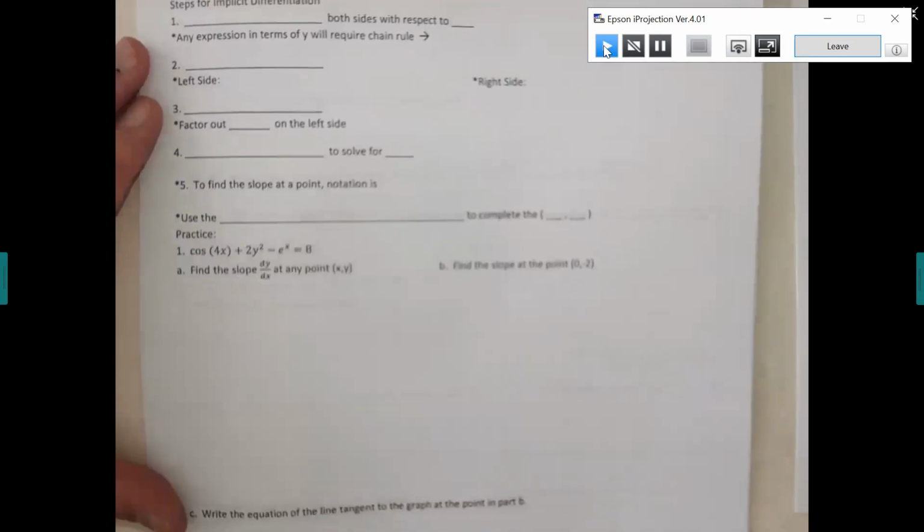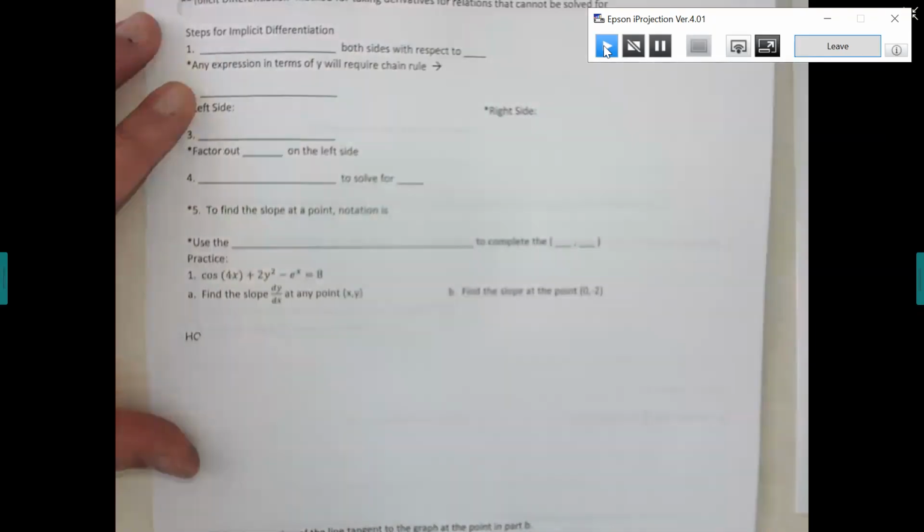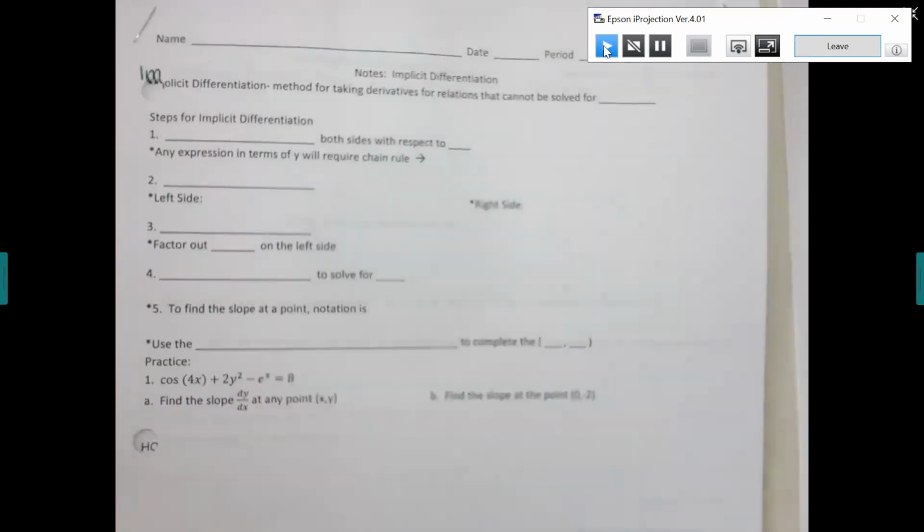Okay, let's go ahead and get started. We are doing day 1 of a new topic. We are learning implicit differentiation today. The IM on implicit got hole punched, so if you want to just squeeze in, that's implicit differentiation.